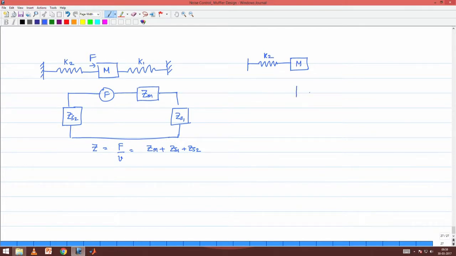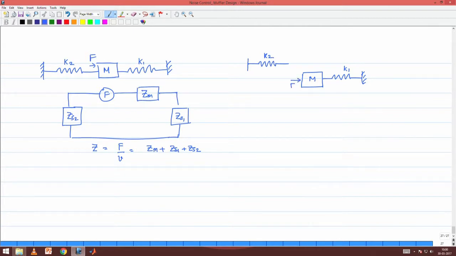In the first part we will take only the spring, and in the second part we will take the mass and the spring on the right. Okay. This is the mass and this is the spring constant K1.